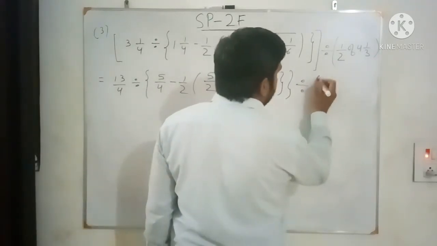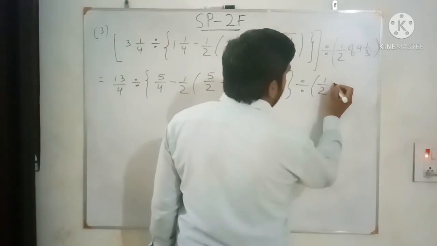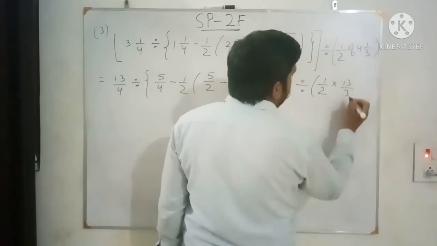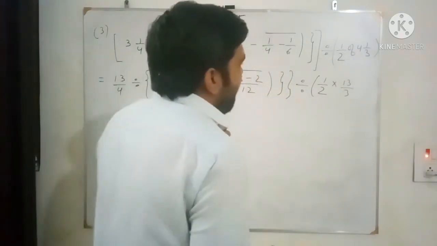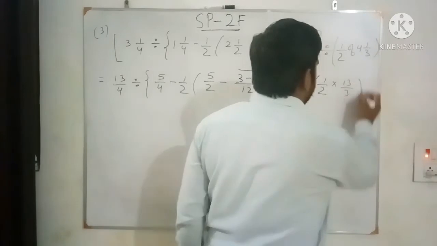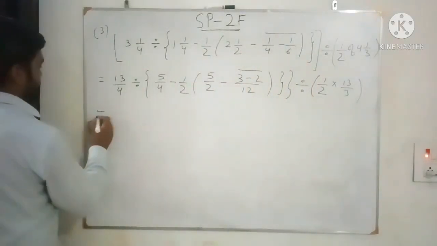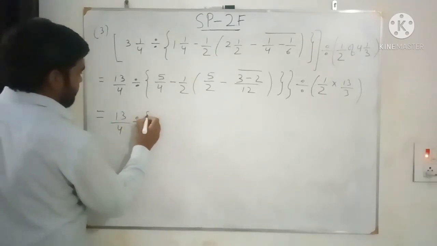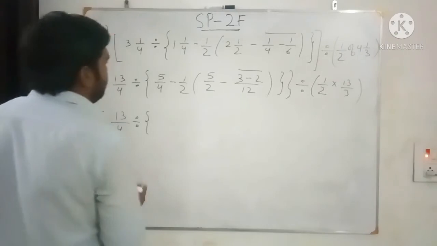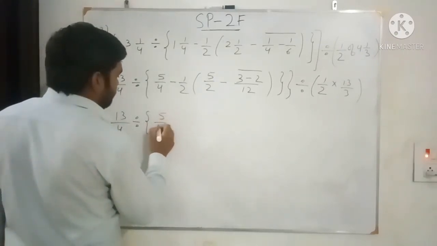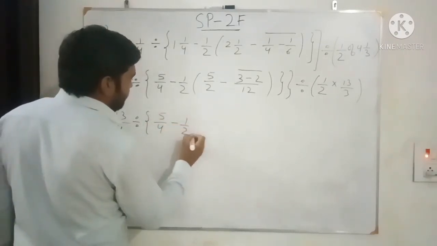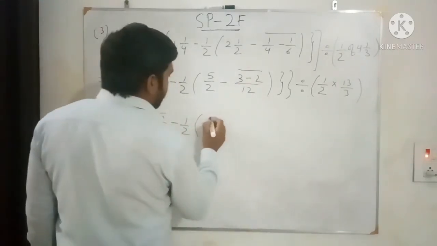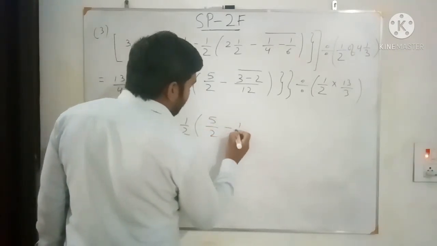And this 1 by 2. Of means multiply. 3 4s are 12, 1 is 13. 3 4s are 12, 1 is 13 by 3. Like this. Now see, 3 minus 2 gives 1, 1 by 12. So 5 by 2 minus 1 by 12.